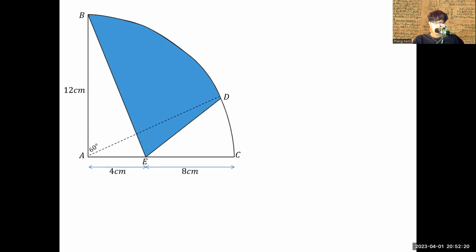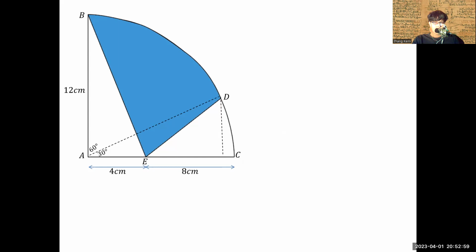Now, the next step is I'm going to draw a line from A joining to another point, call it D, such that, remember we are given that BAD is 60 degrees, so I mark it in as 60 degrees. Since ABC is a quadrant, angle BAC is 90 degrees. Thus, angle DAC is 30 degrees. So simple so far.